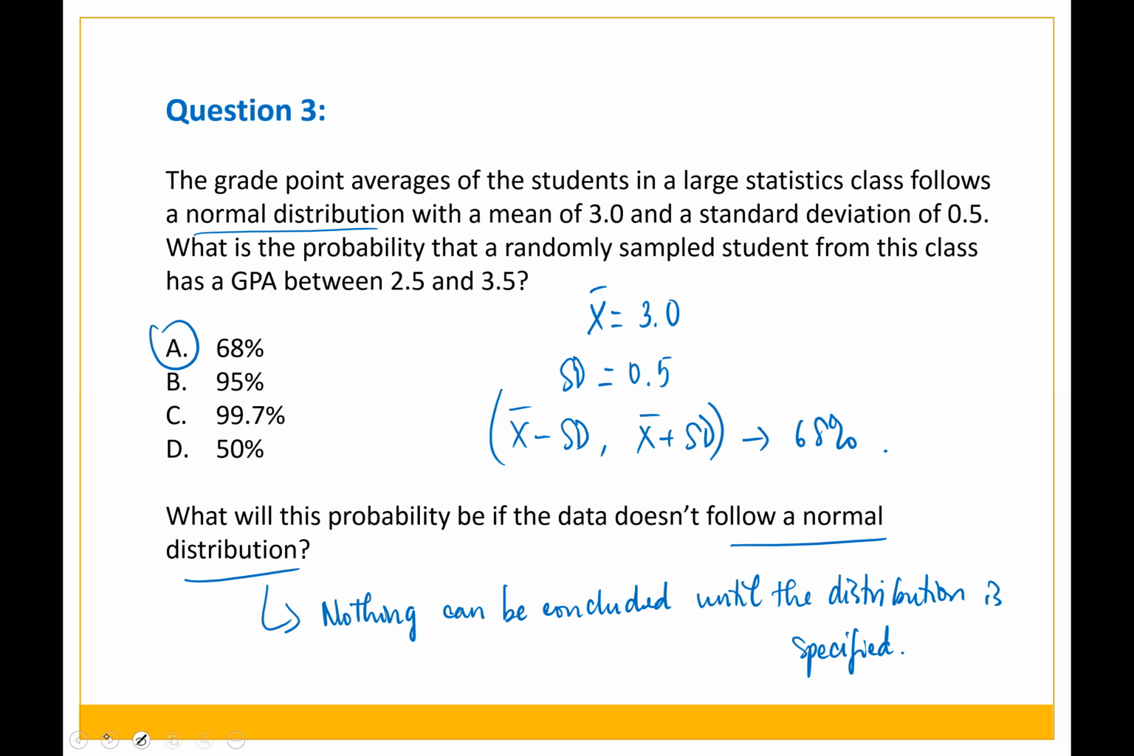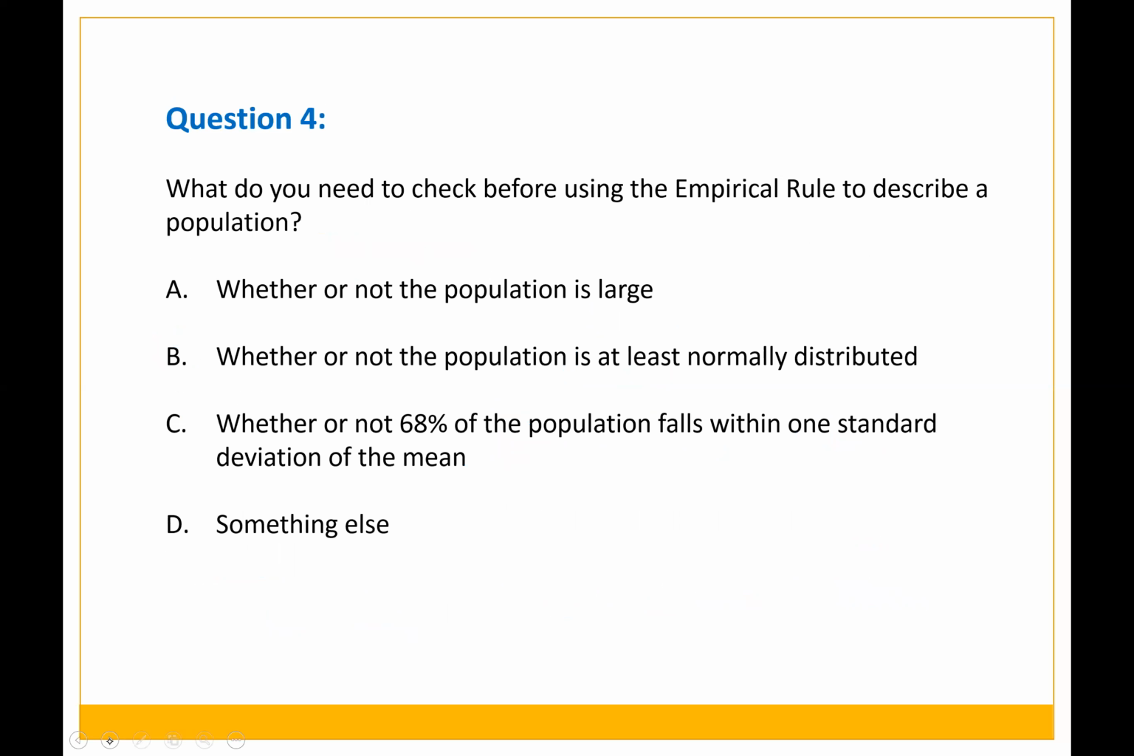Now we're going to go to question 4. What do you need to check before using the empirical rule to describe a population? Well, after questions 2 and 3, you should know immediately what you need to check, which is whether the population is normal. So B is the answer.